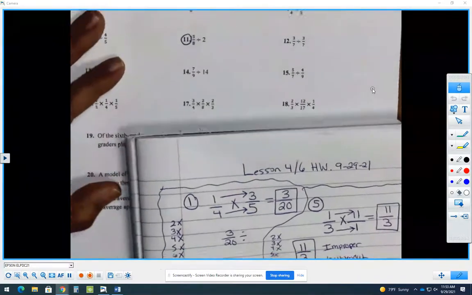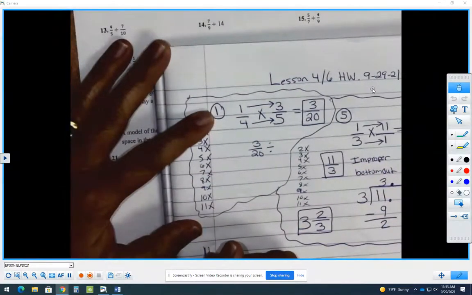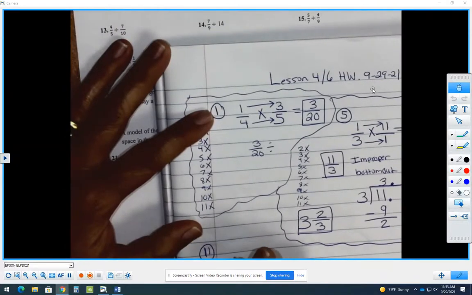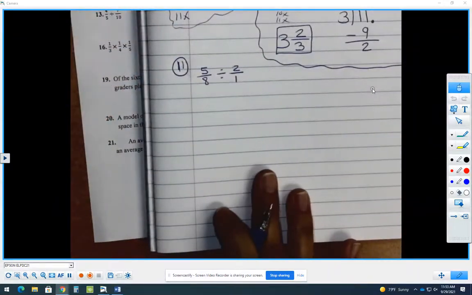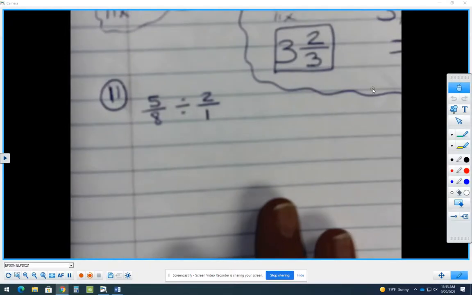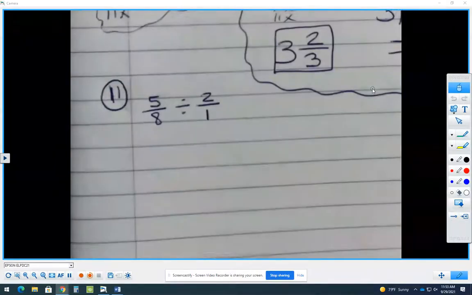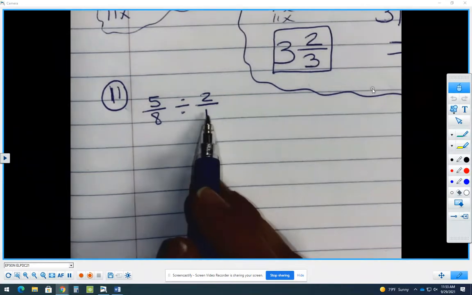Okay. Number 11 is the one I'm going to do. That's a division, just so we can practice division. 5/8 divided by 2 wholes. What should we do with the 2 wholes? Put a 1 in the bottom. Yep. Okay, 5/8 divided by 2 over 1. I put a 1 on the bottom because it was a whole.